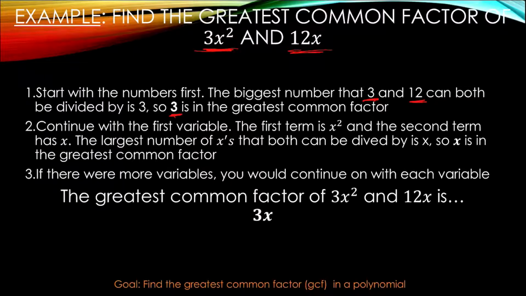But that's the biggest number that can be divided out of both of them. Then I'm going to go to the first variable. The first term is x squared, and the second one is x. So the largest number that can come out of x and x squared is just 1x. Then I would move to the next variable if I had one. In this case, I don't. So the greatest common factor of 3x squared and 12x is 3x, meaning that's the biggest number that I can divide out of both terms.